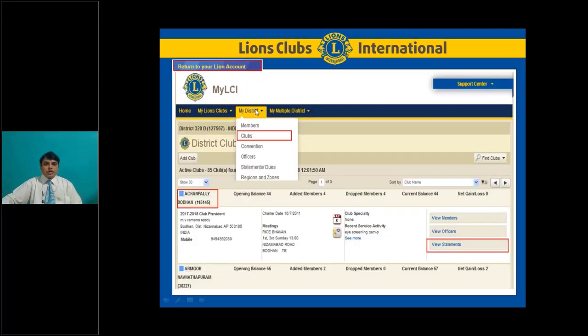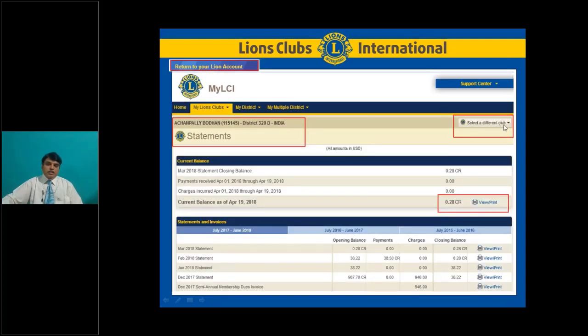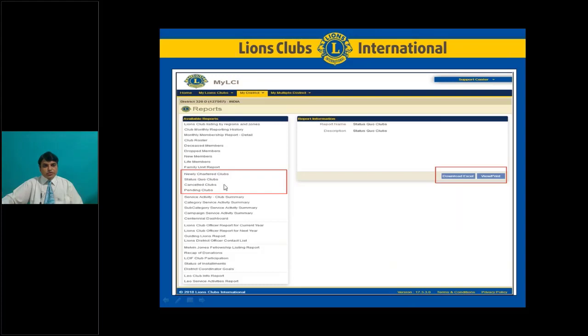And when it comes to club dues, in my district clubs, if you go for a particular club, you can view the statement. As a district cabinet treasurer, you have the privilege to view the statements and even print that statement too. If you want to change to any other club, you can change the club and see that. Also in the reports you can see newly chartered clubs, status quo, cancelled, and pending clubs.